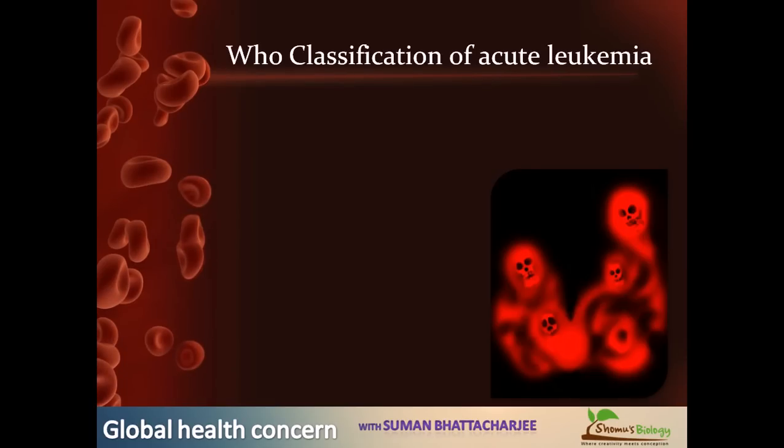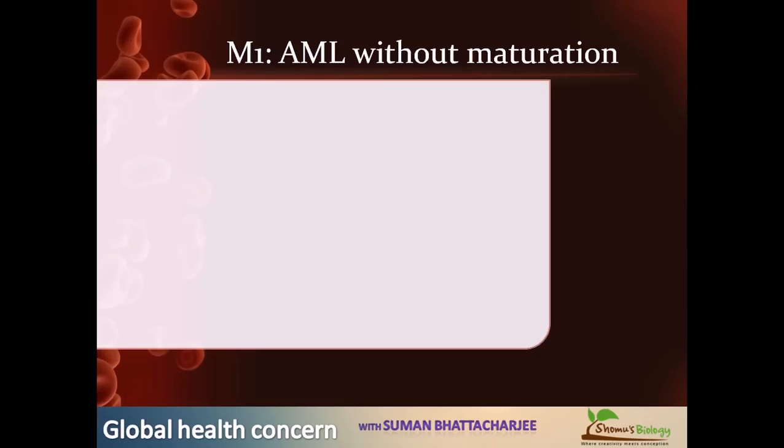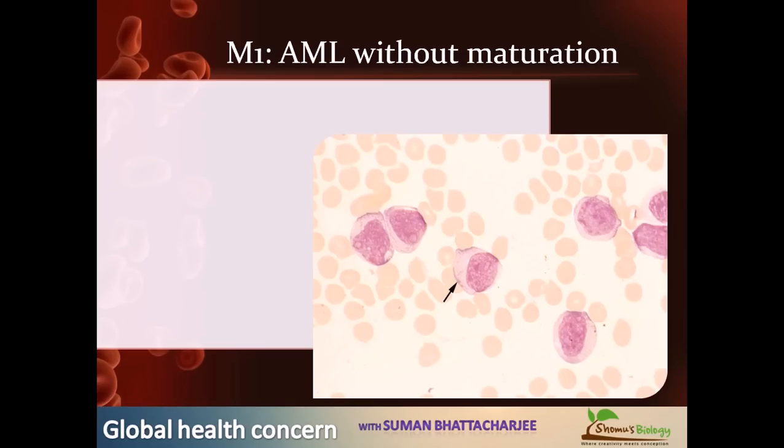So you can look at the WHO classification of acute leukemia, which differs depending on whether the AML is recurrent with genetic abnormalities, whether it is AML with multilineage dysplasia, or whether AML and MDS are therapy-related or not. So it depends on so many different things, including whether AML is not otherwise categorized, and so on, right? Now certain examples are provided, like M1, which is the AML without maturation.